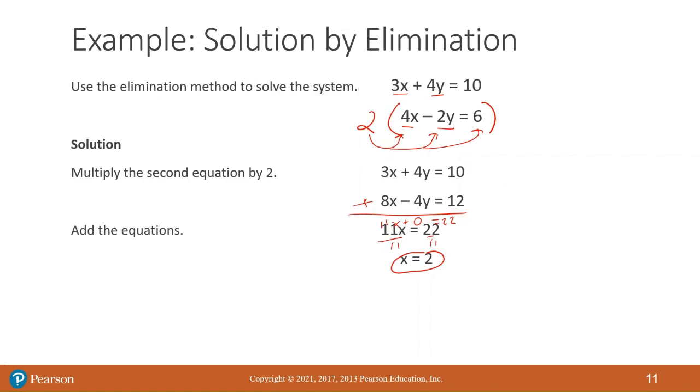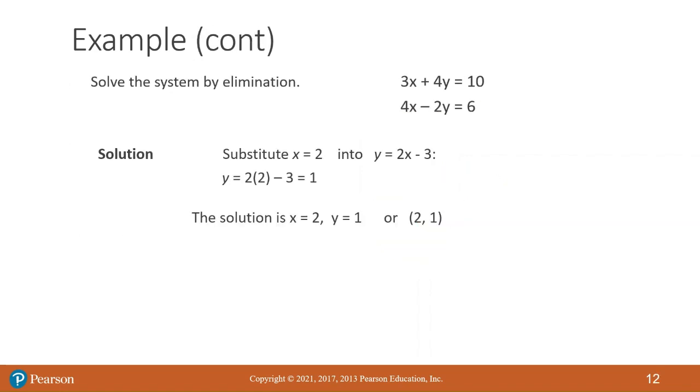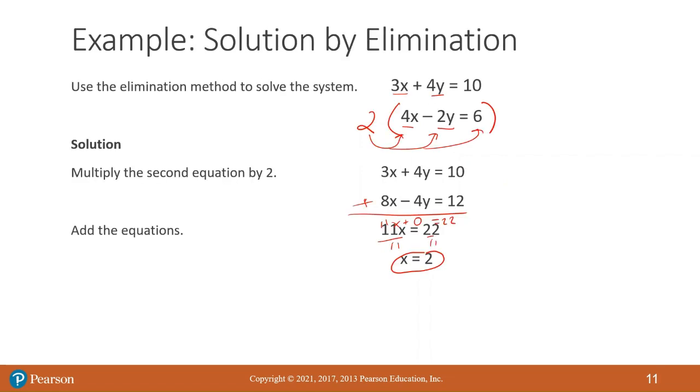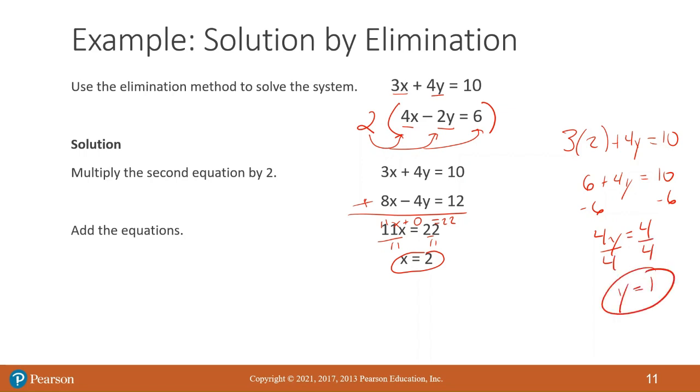Okay, so that's what they're doing here. And in this one, they have chosen to substitute it into, I think, the second equation. Here, I'm going to substitute it into the first to show it works either way. So I'm going to do 3 times 2 plus 4y equals 10. This gives me 6 plus 4y equals 10. I'm going to subtract 6 on both sides. I'm going to get 4y equals 4. I'm going to divide by 4 and get that y equals 1. So my solution set here is x equals 2 and y equals 1.